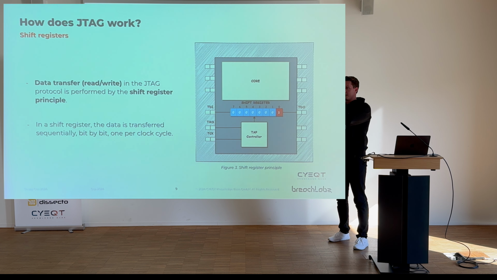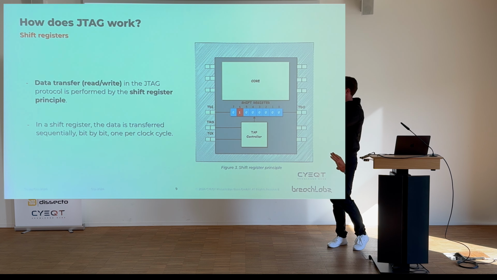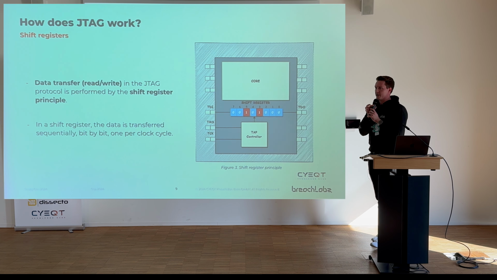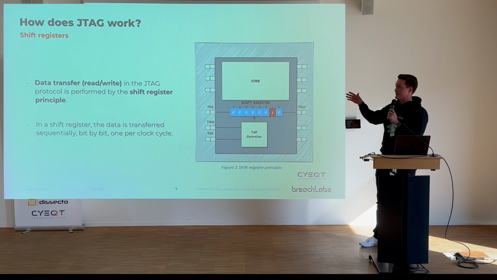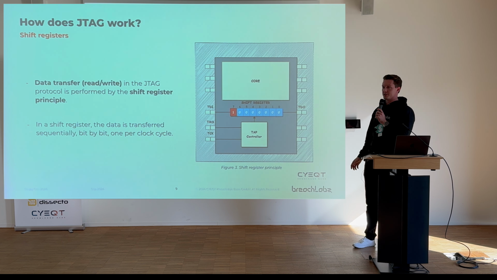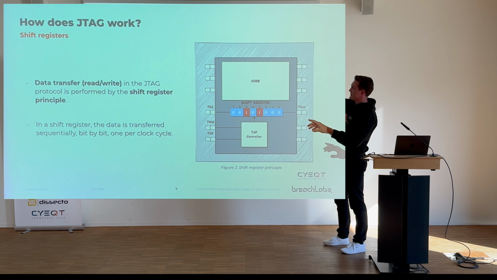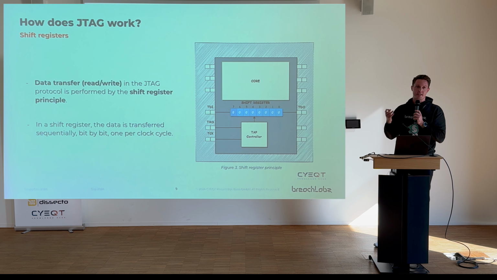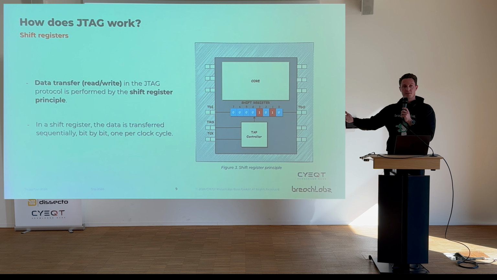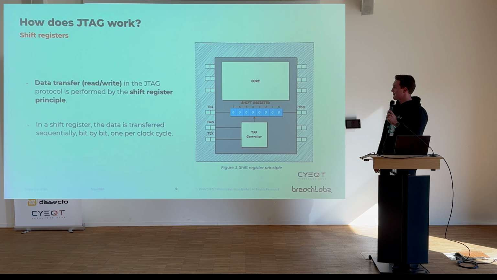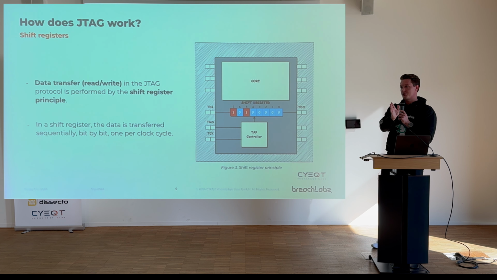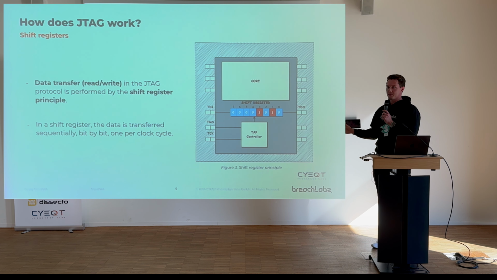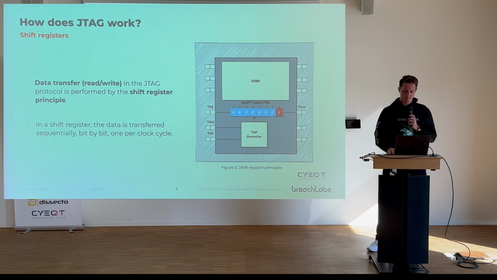If this concept is kind of clear, how do we actually transfer data from TDI to TDO? How do we extract it from the chip? This is done by using shift registers. Shift registers can be imagined fairly easily. It's a sequential register where you shift bit by bit, right, 1 per clock cycle. The bits get pushed in from TDI and they get outputted by TDO, 1 per clock cycle.